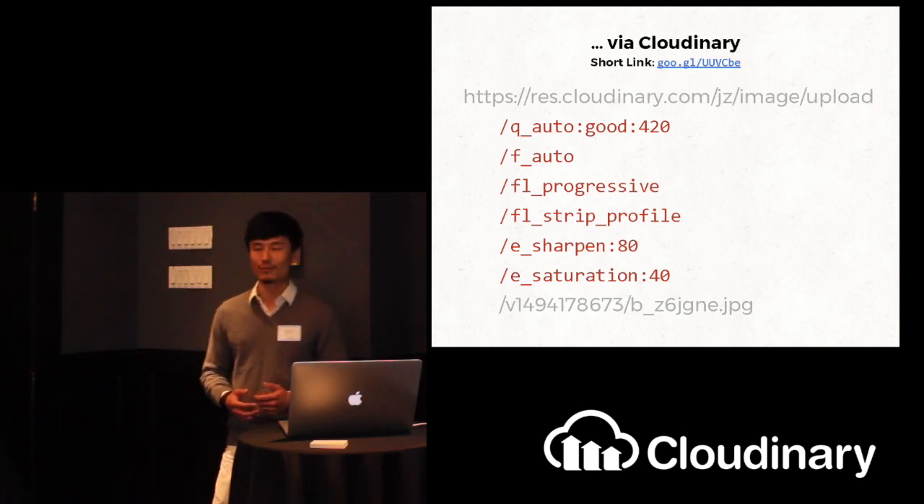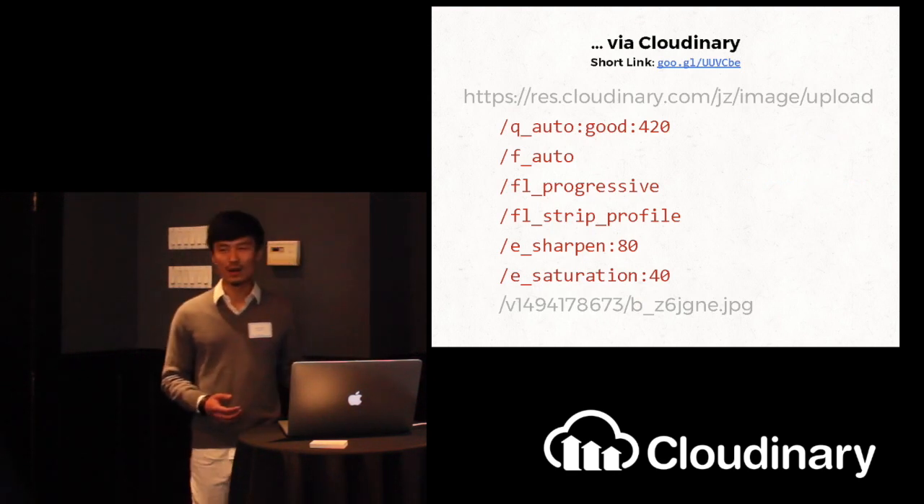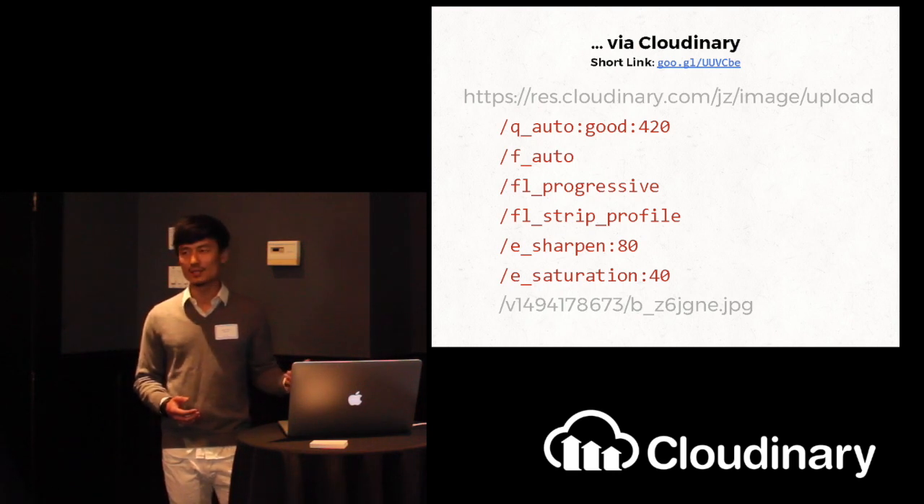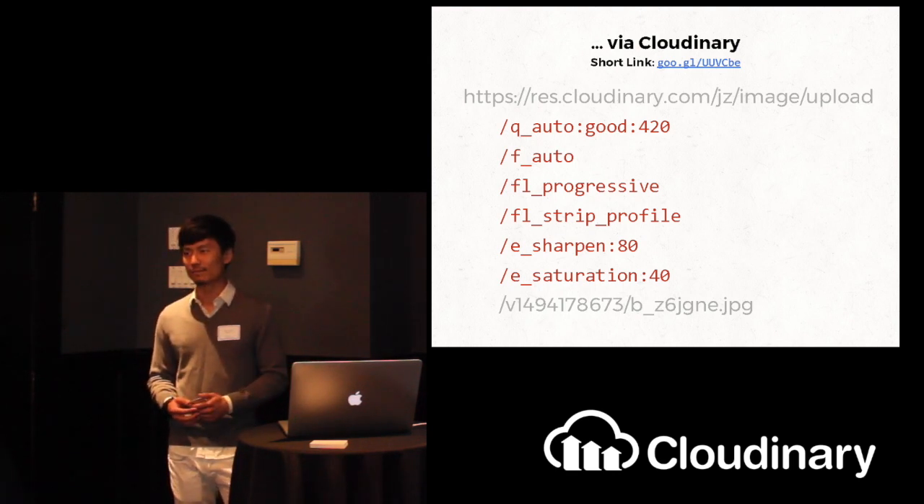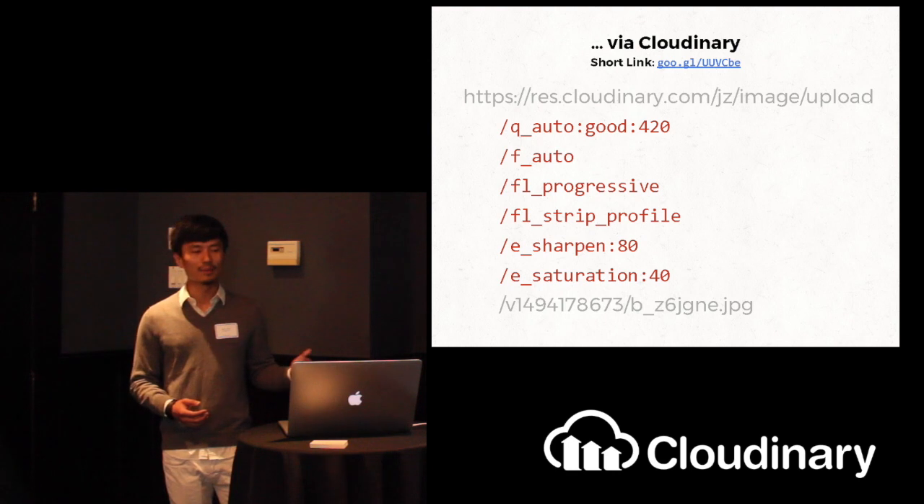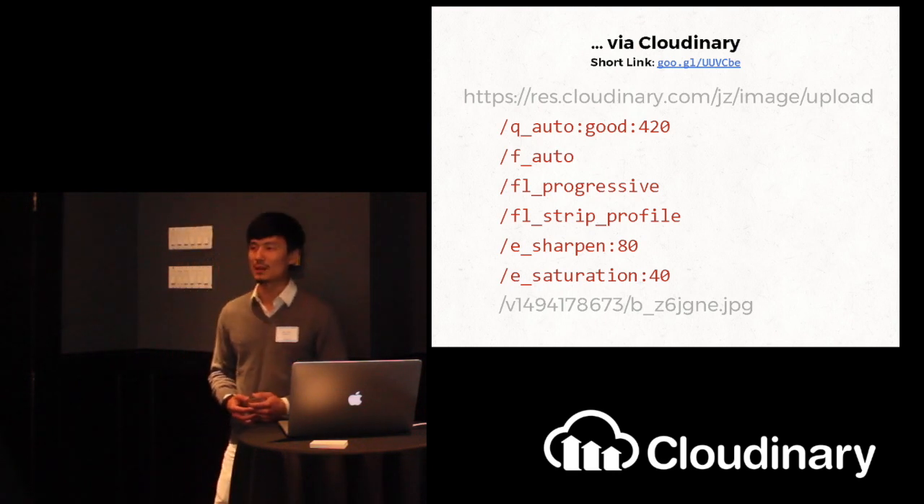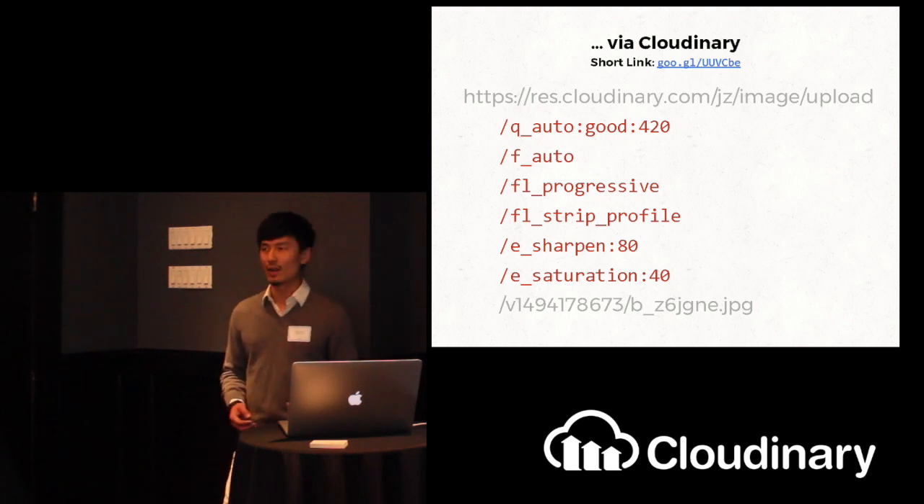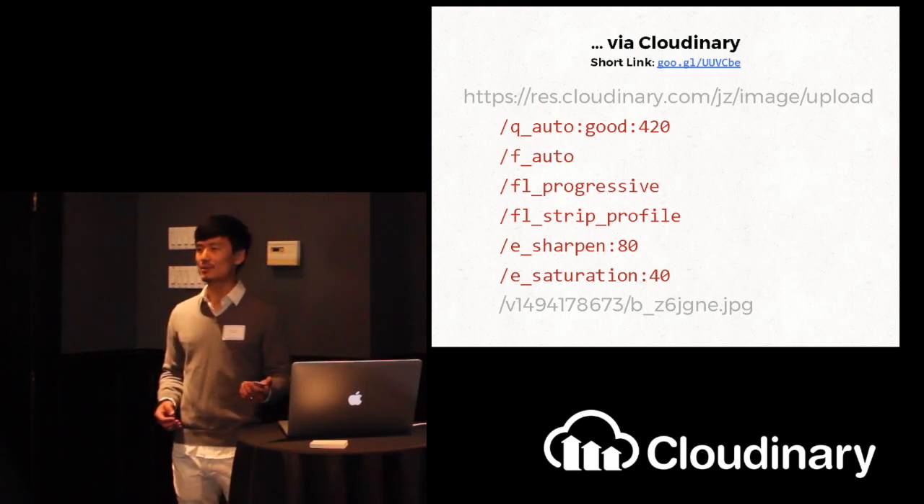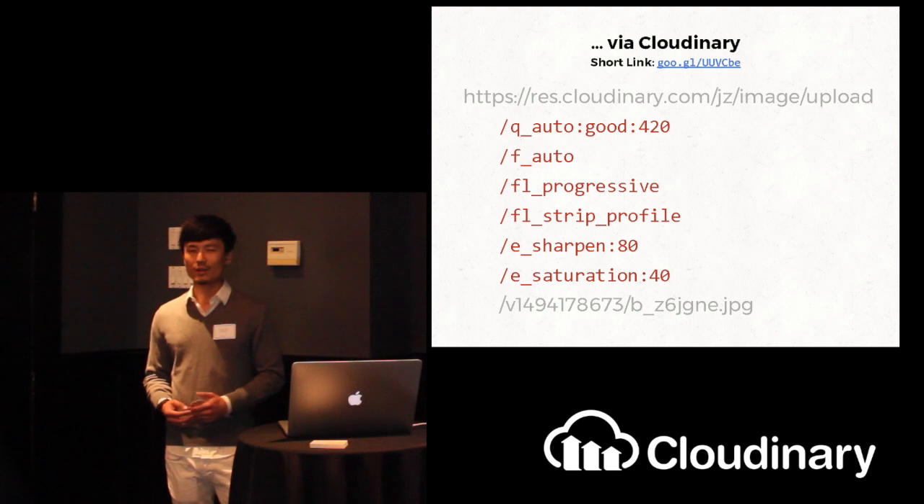Take this Cloudinary URL for example. The gray parts specify the images I'm interested in transforming, and the red parts apply each of the transformations we talked about today. You can remove any transformation and see what difference it makes to your file size and image quality. You can also change the sharpening and saturating numbers to match your taste.